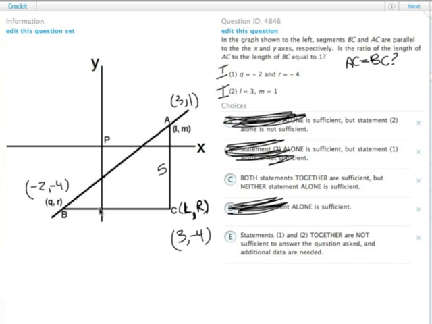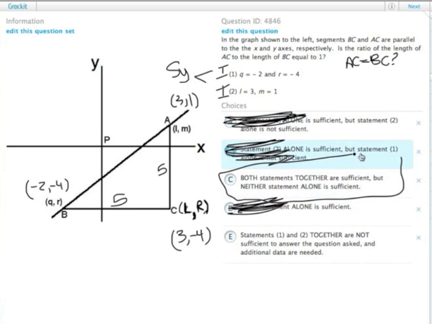Point B is 2 to the left of the y-axis, and point C is 3 to the right. So -2 on the one side, a distance of 2, and 3 on the other, makes BC a distance of 5. So they each have a distance of 5. AC equals BC. The 2 statements together are sufficient to tell us yes, the ratio of AC to BC would be 1. Both statements together are sufficient.